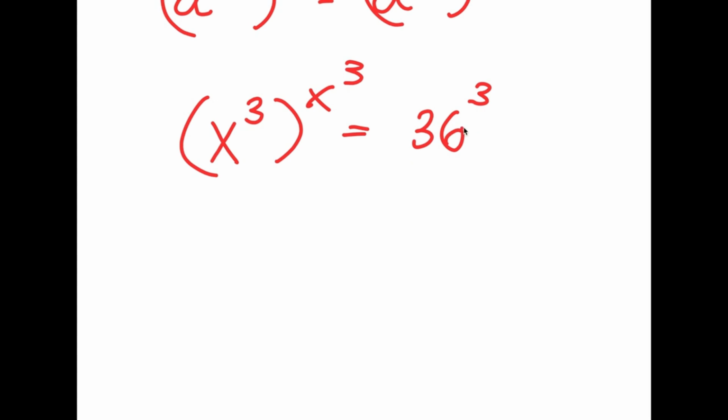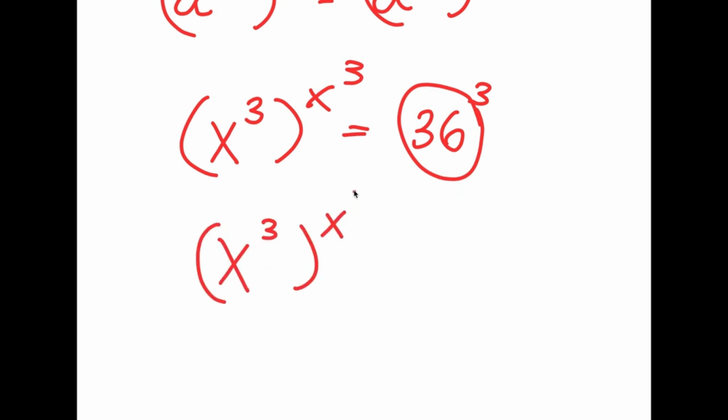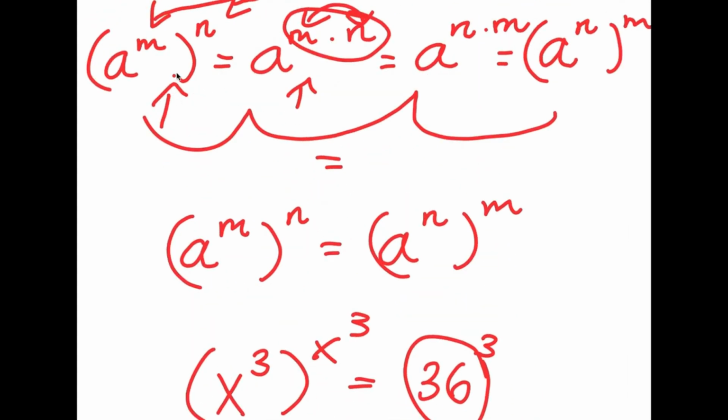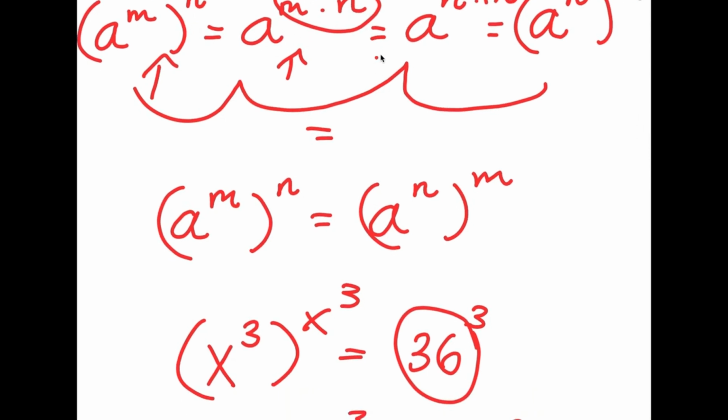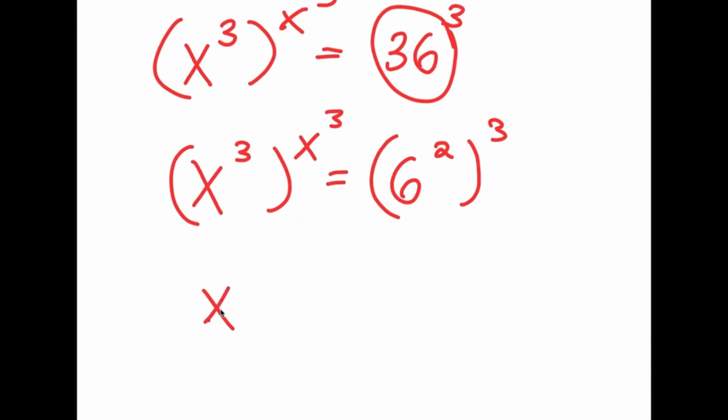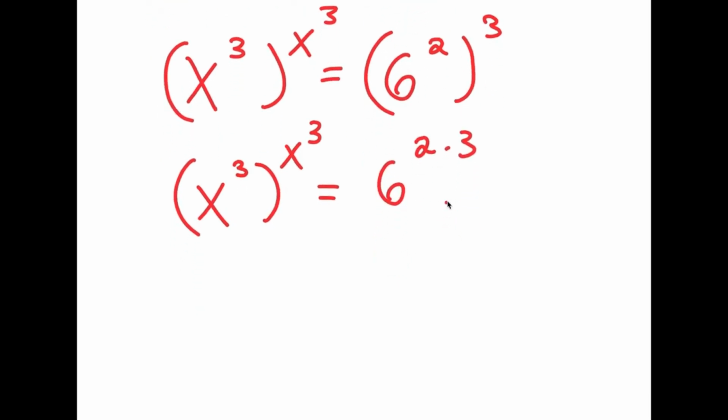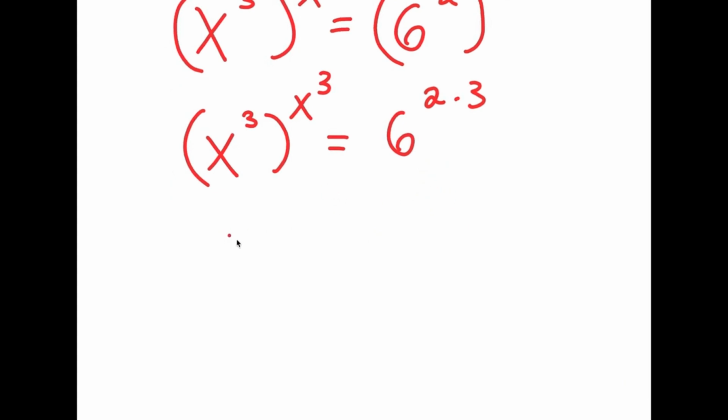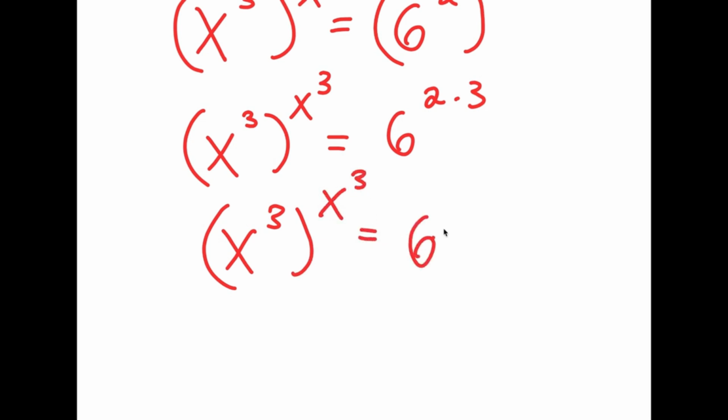Now from here, I'm going to rewrite 36 as 6 to the power of 2. So now I have x to the power of 3 to the power of x to the power of 3 is equal to 6 to the power of 2 to the power of 3. And again, if I have something in the form a to the power of m to the power of n, this is equal to a to the power of m times n. So this is the same thing as x to the power of 3 to the power of x to the power of 3 is equal to 6 to the power of 2 times 3. And 2 times 3, that's equal to 6. So I have x to the power of 3 to the power of x to the power of 3 is equal to 6 to the power of 6.